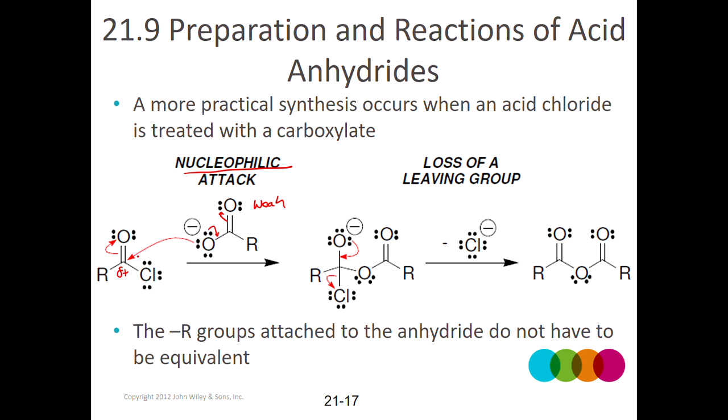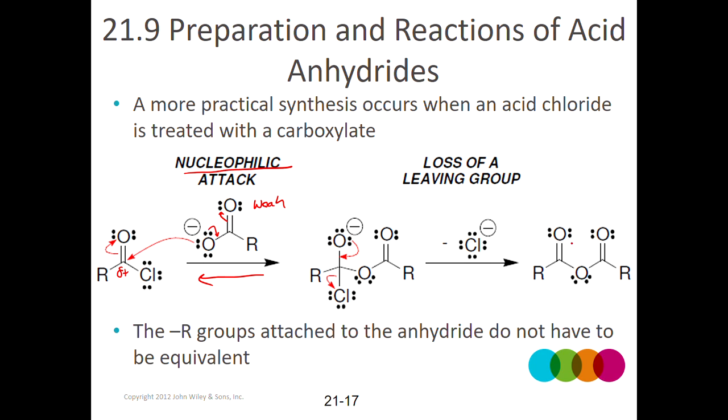And it is still a full formal negative, so it's not extremely stable, even though it's stabilized by resonance. And so this oxygen can come in here and attack as a nucleophile, pushing electrons up to give this intermediate. When the electrons swing back down, it could push out the carboxylate and go back, or it could push out the chloride leaving group, which gives you an anhydride.